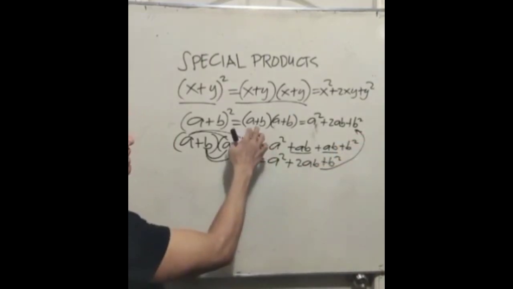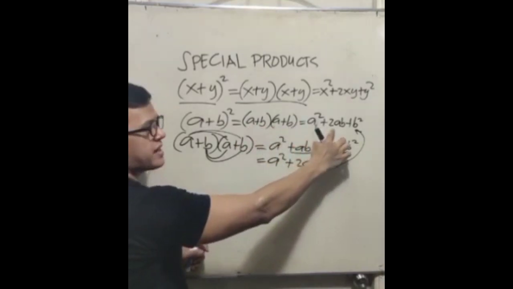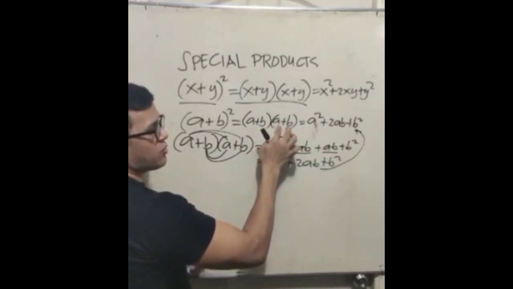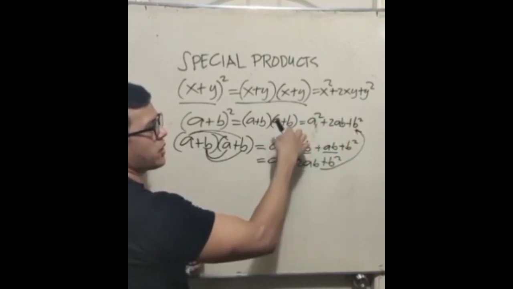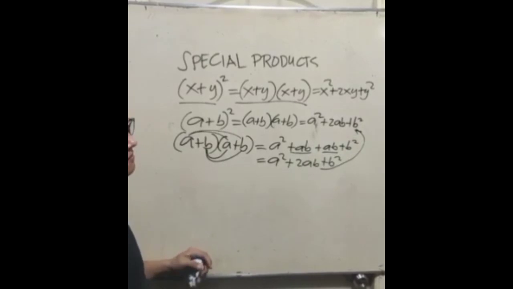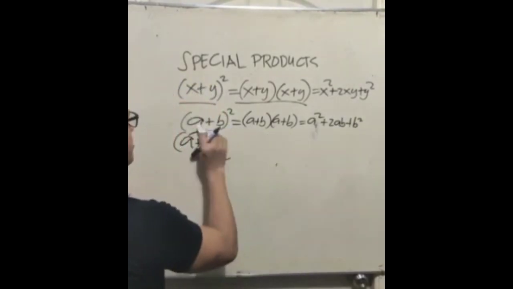So that's the reason why, if you see it like this, just square the firsts, and then plus 2, and then multiply them. The two variables, multiply them, that's ab. And then square the last, which is b. Square it, that's it. Okay? I'm giving you one more.